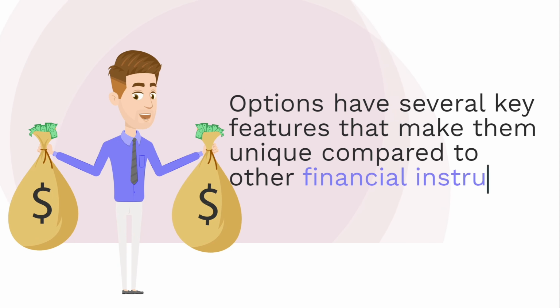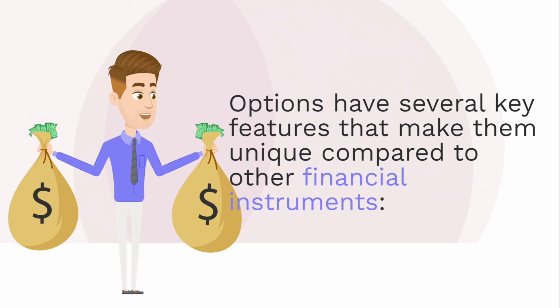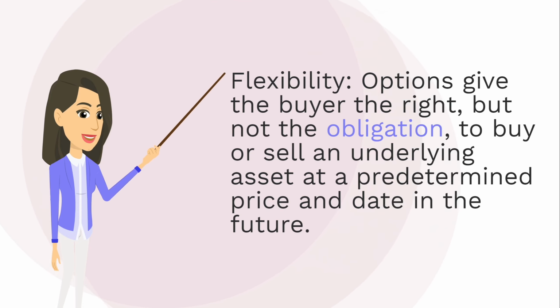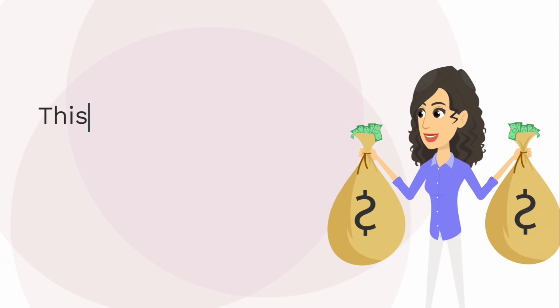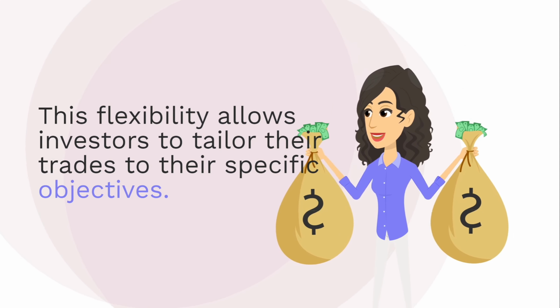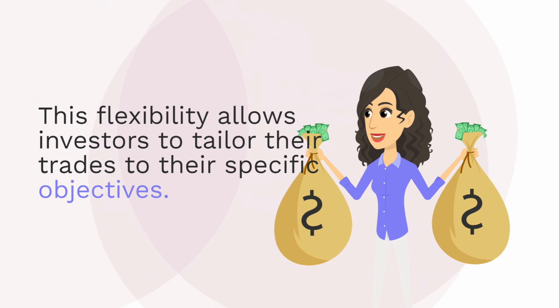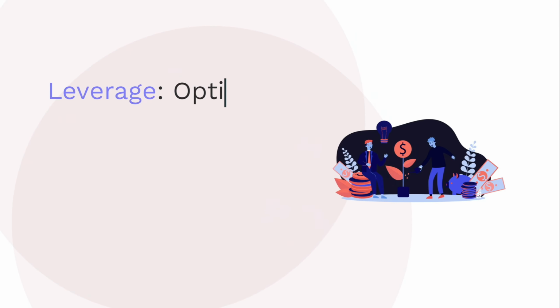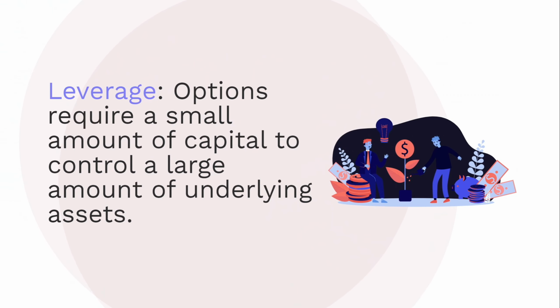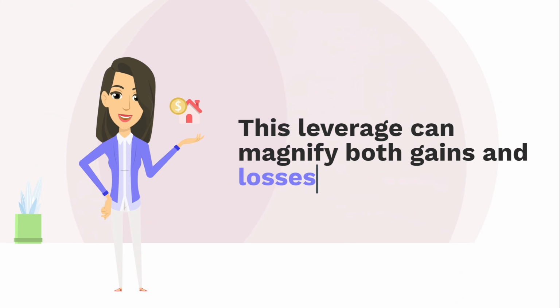Options have several key features that make them unique compared to other financial instruments. Flexibility. Options give the buyer the right, but not the obligation, to buy or sell an underlying asset at a predetermined price and date in the future. This flexibility allows investors to tailor their trades to their specific objectives. Leverage. Options require a small amount of capital to control a large amount of underlying assets. This leverage can magnify both gains and losses.